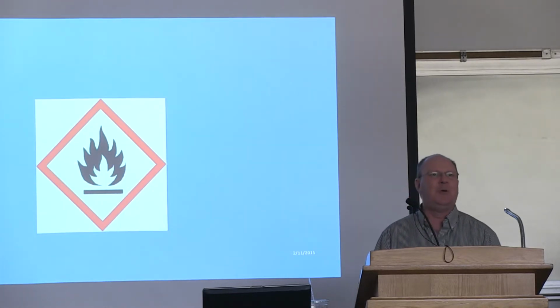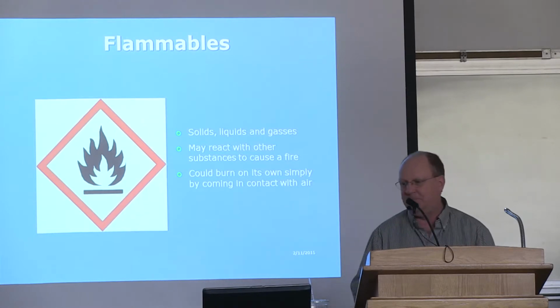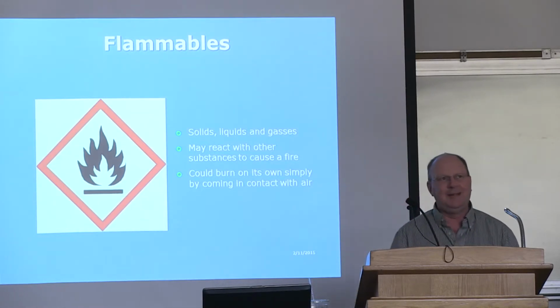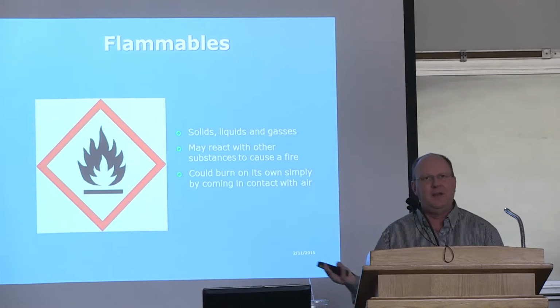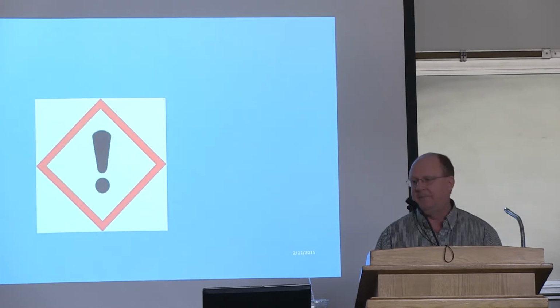Two flames inside of one flame means the product is flammable. Solid, liquid, and gases, they've combined the three together. Used to, they were broken down separately. Now they're all underneath one particular pictogram, which works out pretty good. Could come and basically burn on its own, particularly if it comes in contact with oxygen is a good example you can throw in there.